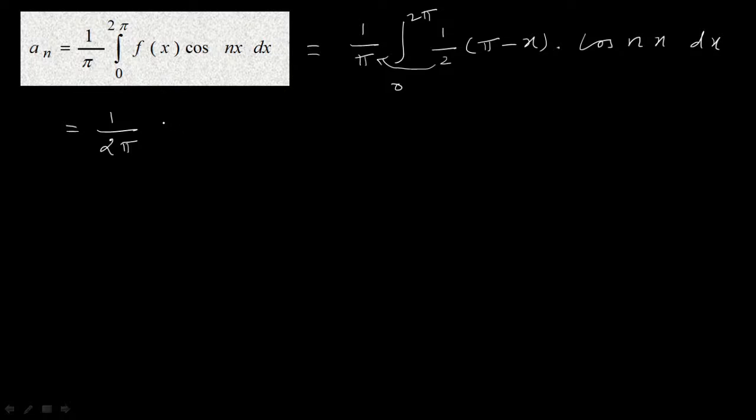So 1 by 2 pi integral 0 to 2 pi, pi minus x product cos nx dx. Look here. In the integration, you have a product of two functions, both in terms of x. Pi minus x is a function of x and the cosine function is also a function of x. So you can't directly integrate this.